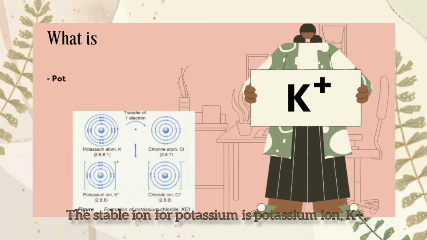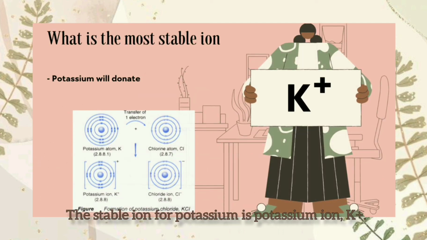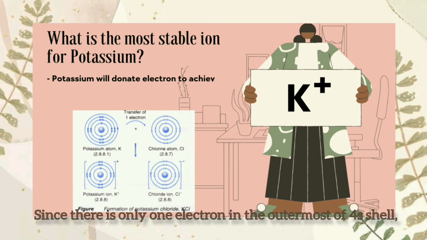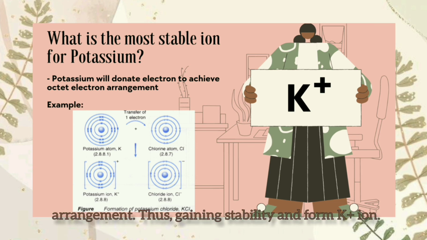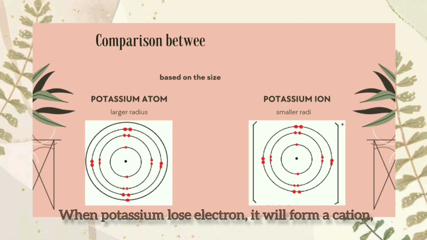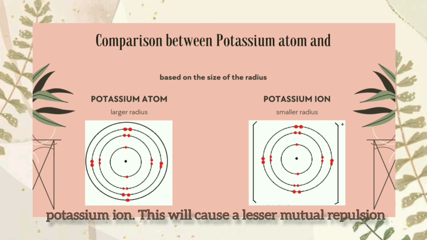The stable ion for potassium is the potassium ion, K+. Since there is only one electron in the outermost 4s shell, potassium will donate one electron to achieve an octet electron arrangement, thus gaining stability and forming the K+ ion. When potassium loses an electron, it will form a cation, the potassium ion.